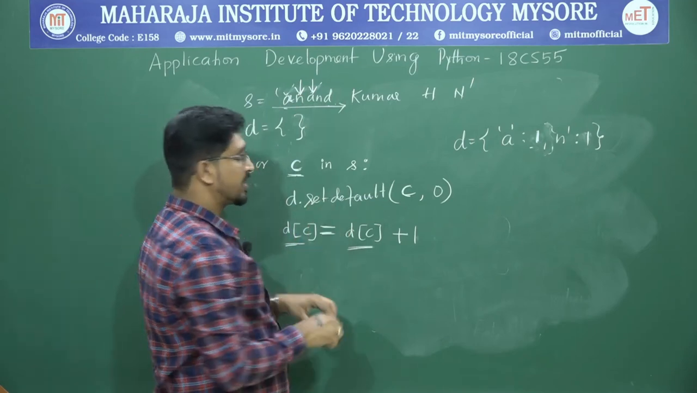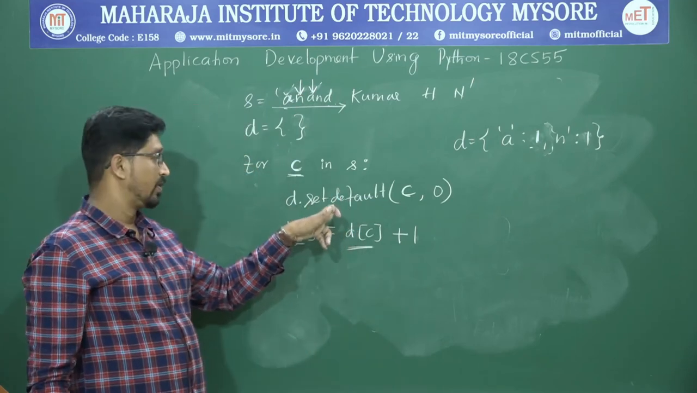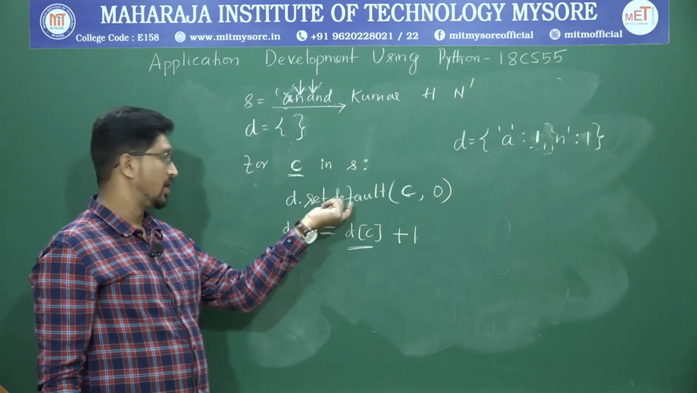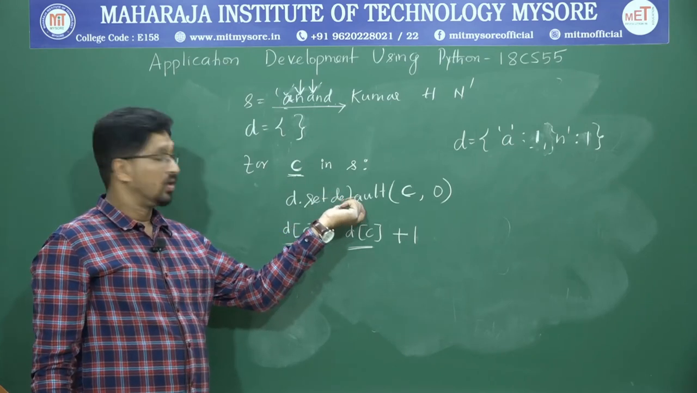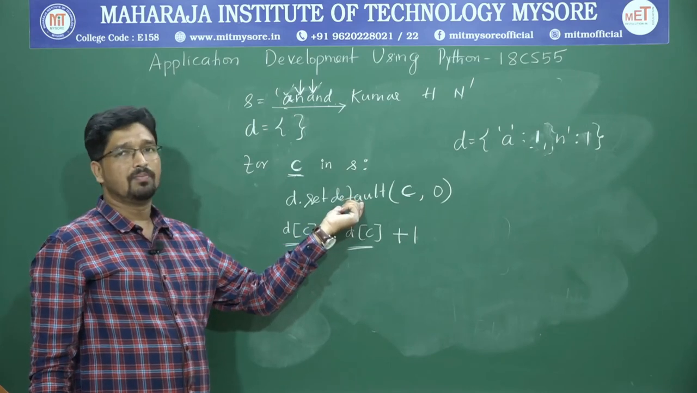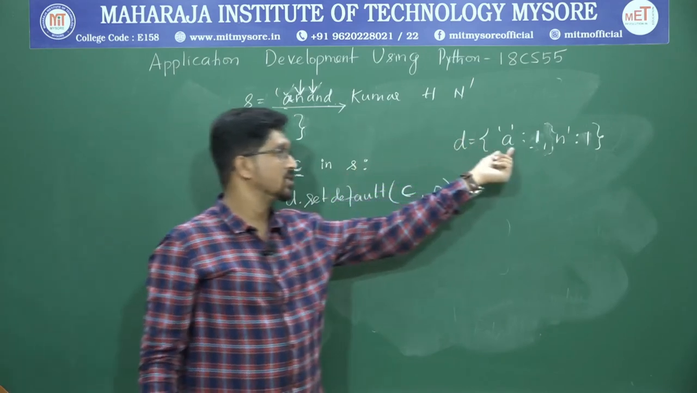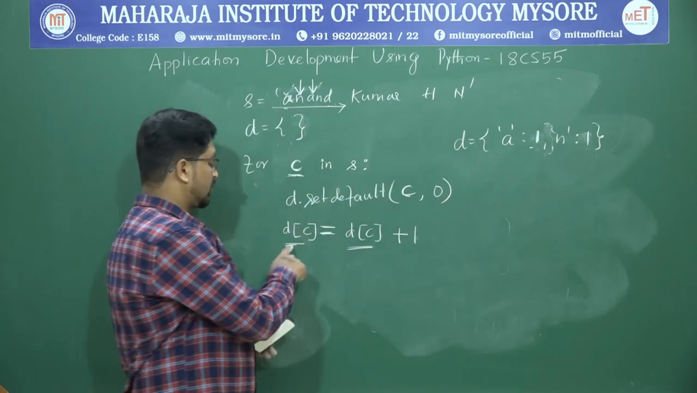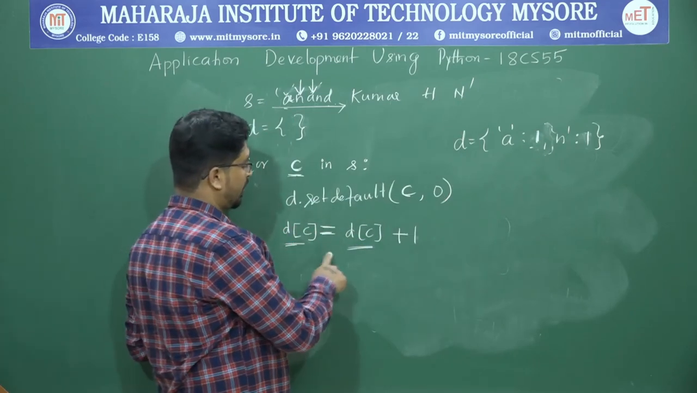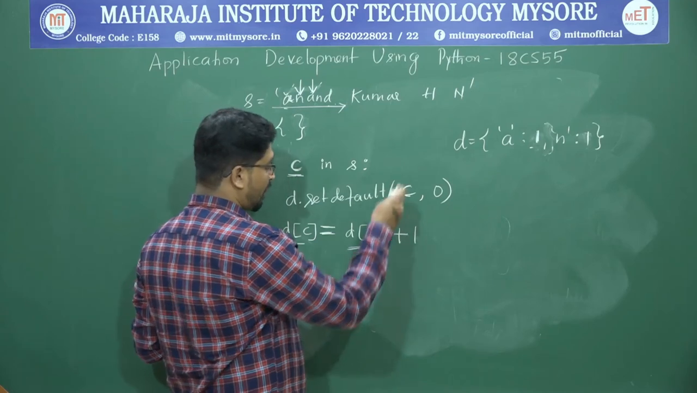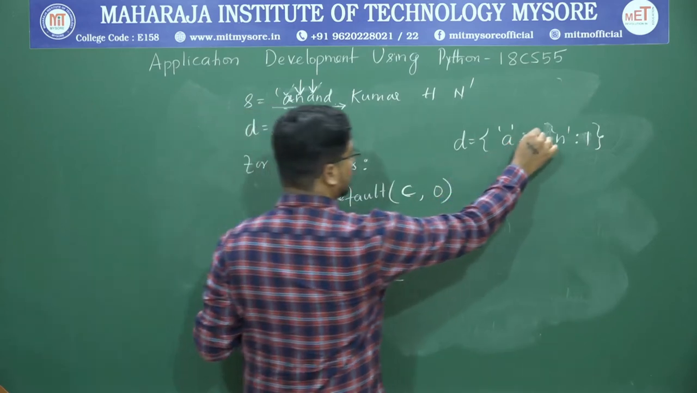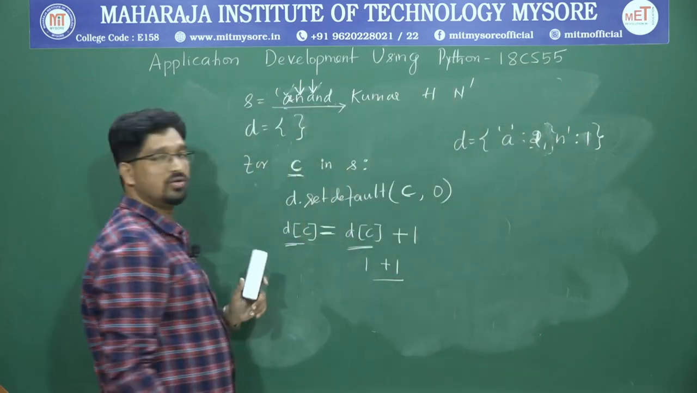Again I have a value. Whether a exists in the dictionary. Yes, a is already present. So the set default function will not make any changes. It will go to the next statement. So d of a is equal to d of a. What is the value? Initial value will be 1 plus 1. So that becomes 2. Now the updated a value is 2.